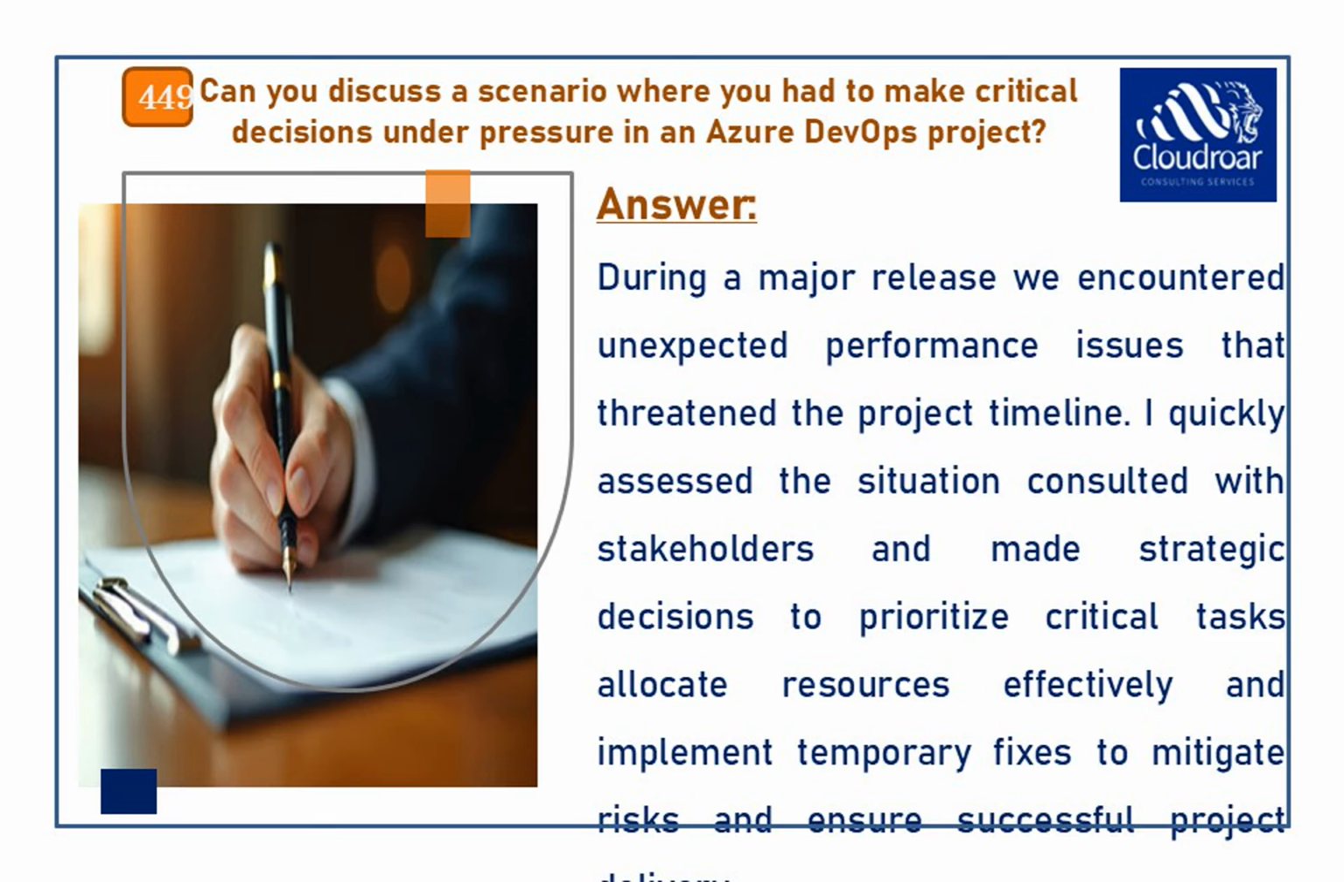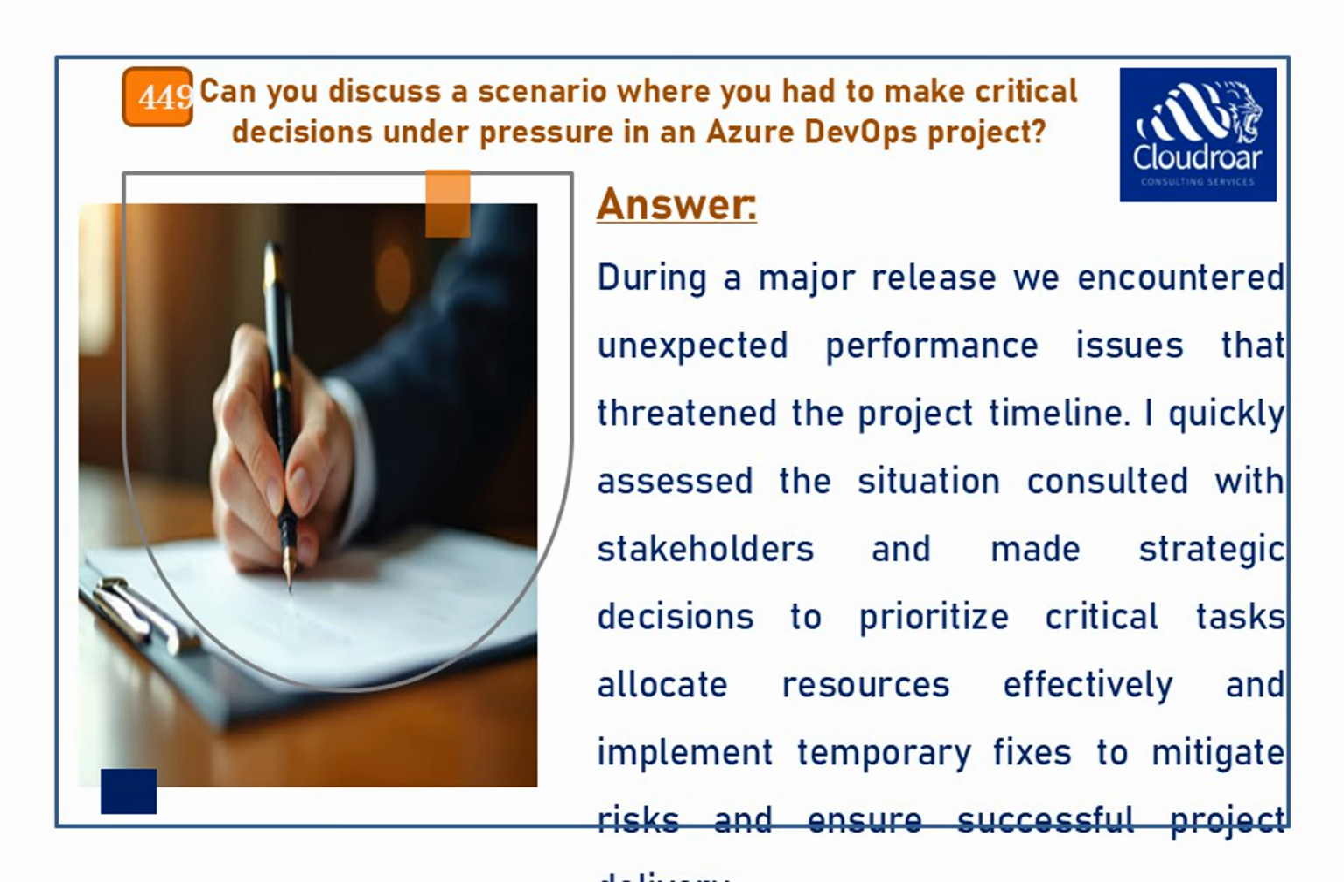Question 449. Can you discuss a scenario where you had to make critical decisions under pressure in an Azure DevOps project? During a major release, we encountered unexpected performance issues that threatened the project timeline. I quickly assessed the situation, consulted with stakeholders, and made strategic decisions to prioritize critical tasks, allocate resources effectively, and implement temporary fixes to mitigate risks and ensure successful project delivery.